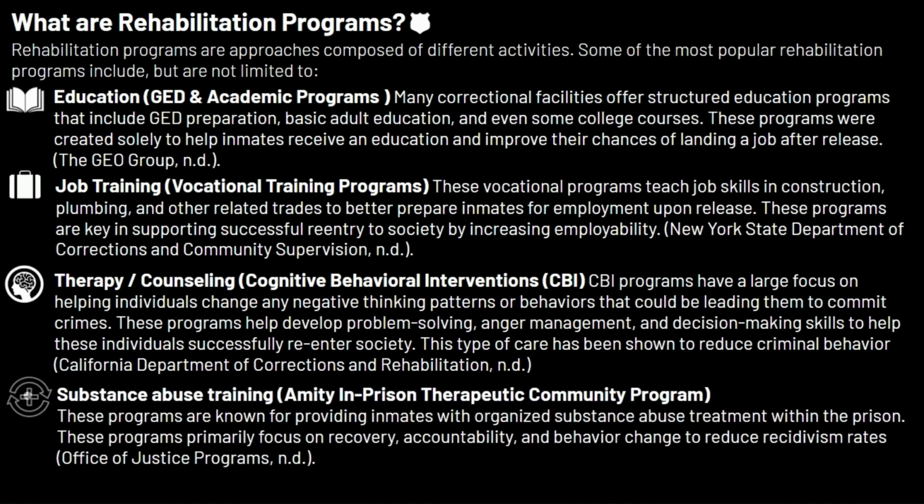And then the substance abuse treatment: Amity and Prison Therapeutic Community Program. These programs are known for providing inmates with organized substance abuse treatment within the prison. These programs primarily focus on recovery, accountability, and behavior change to reduce recidivism rates. The Office of Justice Programs got that. Alrighty.